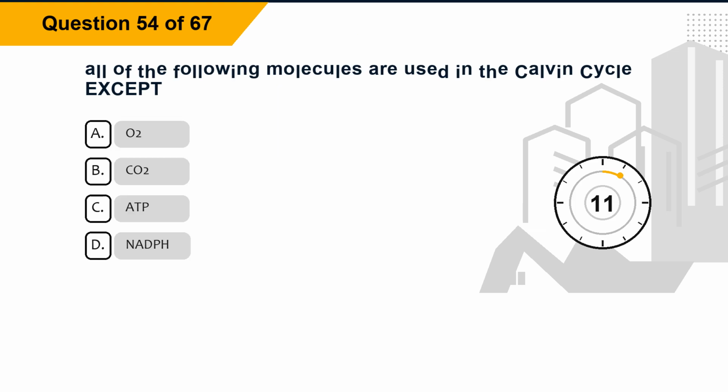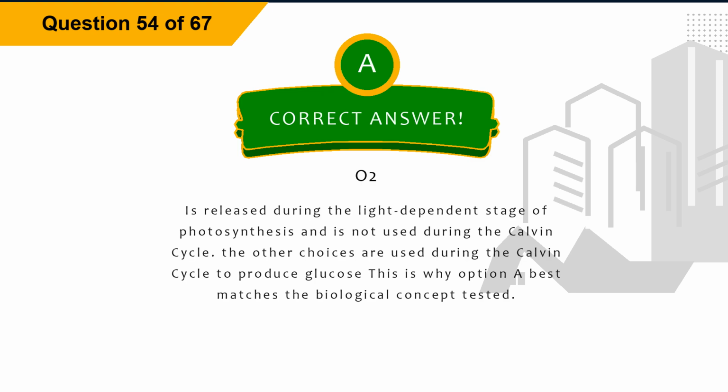Question 54. All of the following molecules are used in the Calvin cycle except: Option A. Oxygen. Option B. CO2. Option C. ATP. Option D. NADP. The correct answer is option A. Oxygen. Explanation. Oxygen is released during the light-dependent stage of photosynthesis and is not used during the Calvin cycle. The other choices are used during the Calvin cycle to produce glucose. This is why option A best matches the biological concept tested.